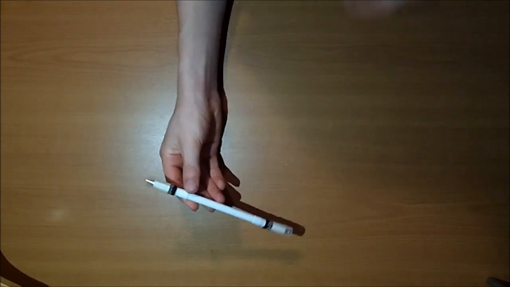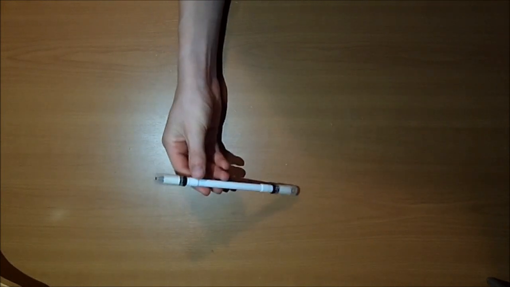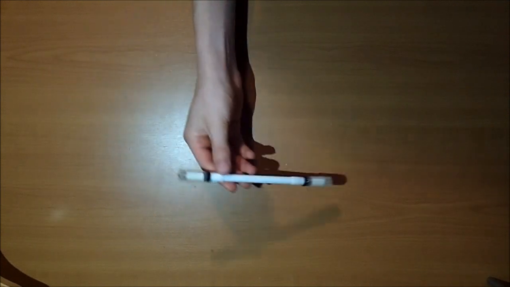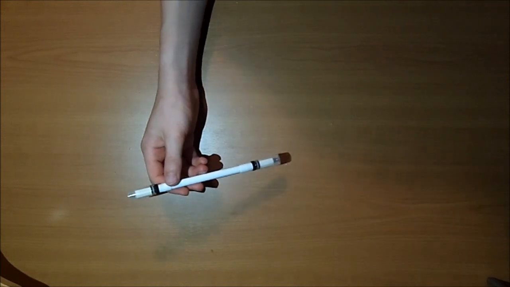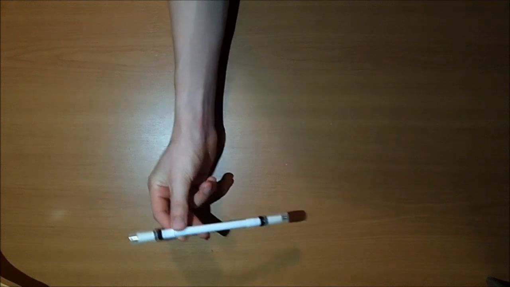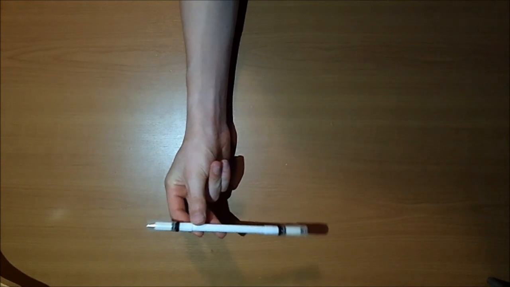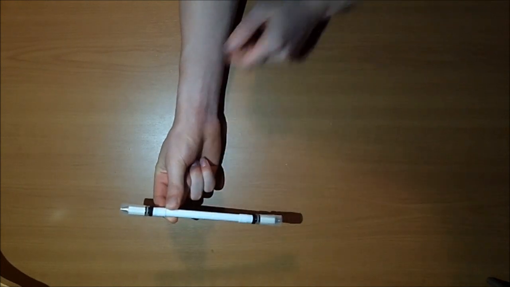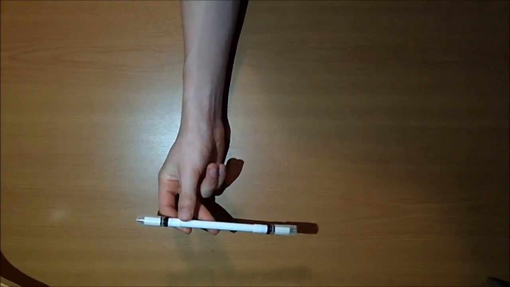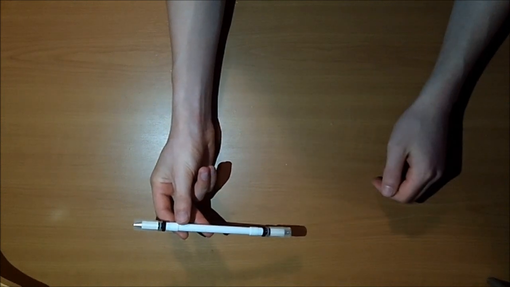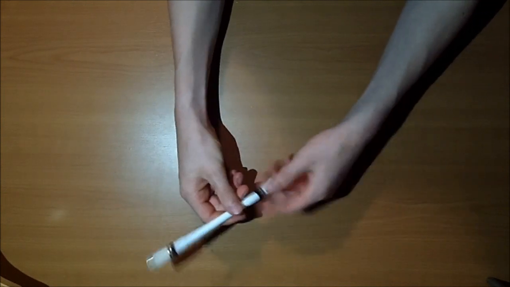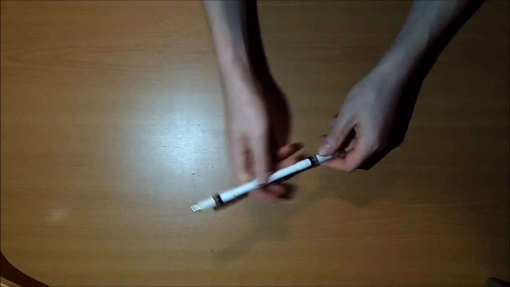So let's get started. For this tutorial, I'll be starting it off with kind of a thumb-around toss, just to get the pen initially rotating for the trick. You're going to start off in the thumb-around position, just like so. Grab the end of the pen, put the other finger at the center of balance, and you're ready to go.